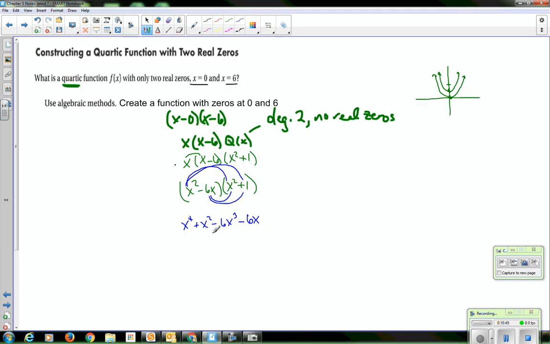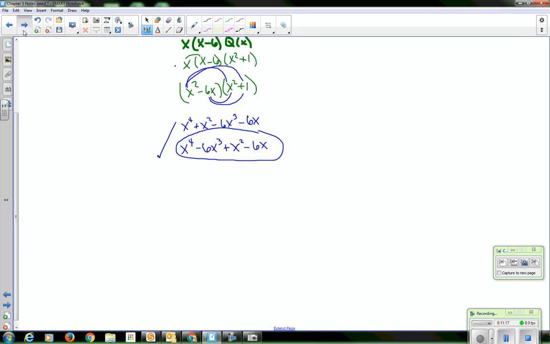Then I'm going to reorder, so I'm going from highest to lowest degree. x to the 4th minus 6x cubed plus x squared minus 6x. And this is a polynomial. That's a quartic with zeros at 0 and 6. All right, last problem in this section.